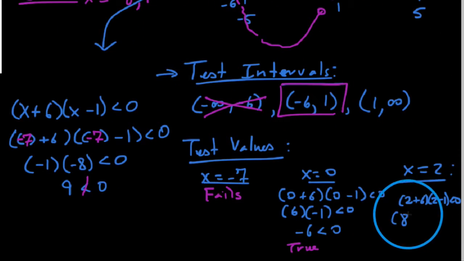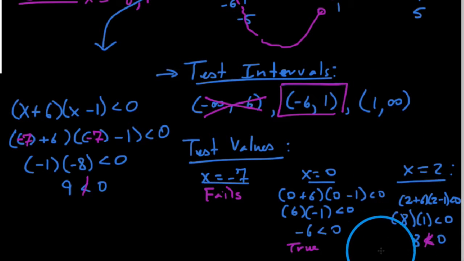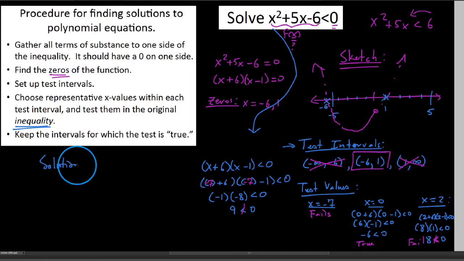In other words, we get 8 times 1 is less than 0, which 8 certainly is not equal to, or less than 0. So this would fail here. And since it fails, it means that all of the x values on this interval here would fail. So in terms of solutions, what are we looking at for solutions here?